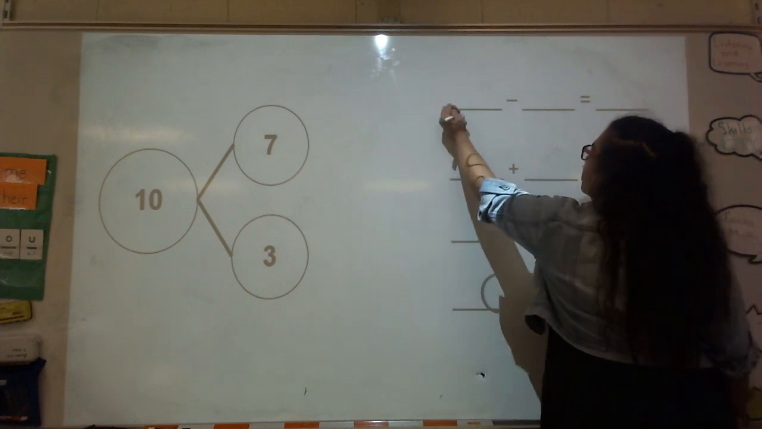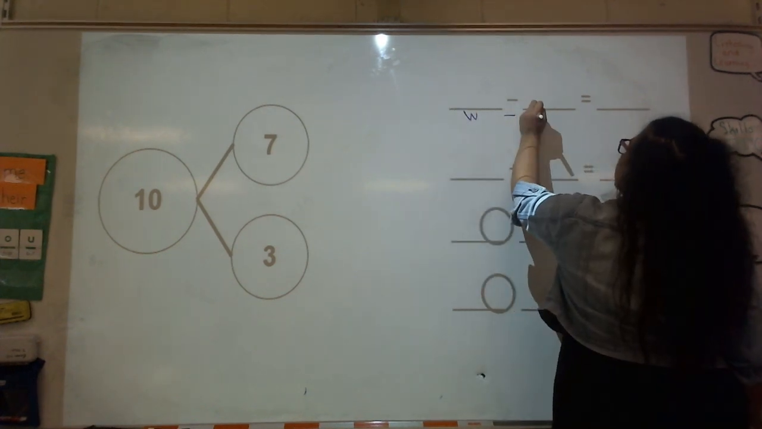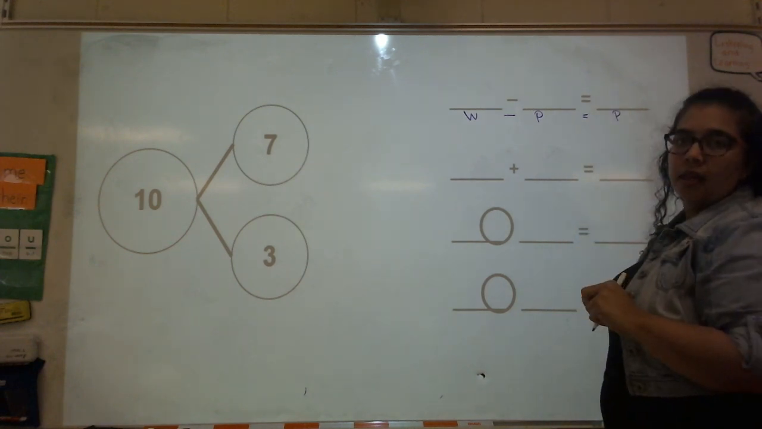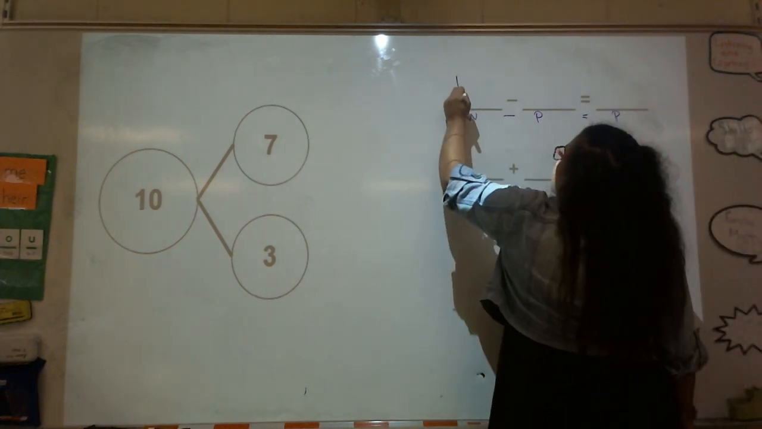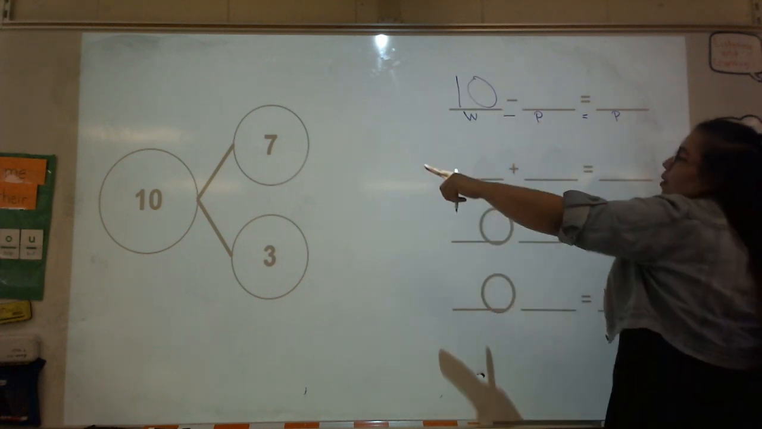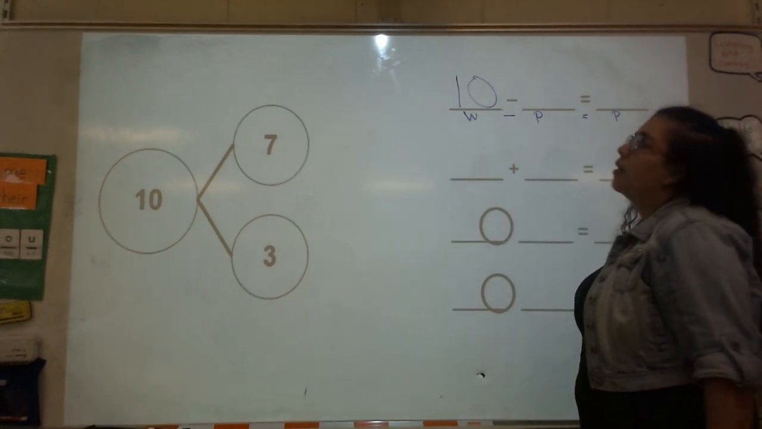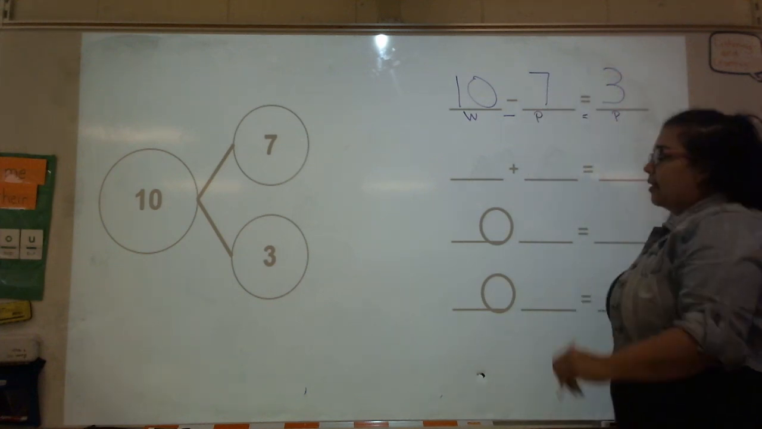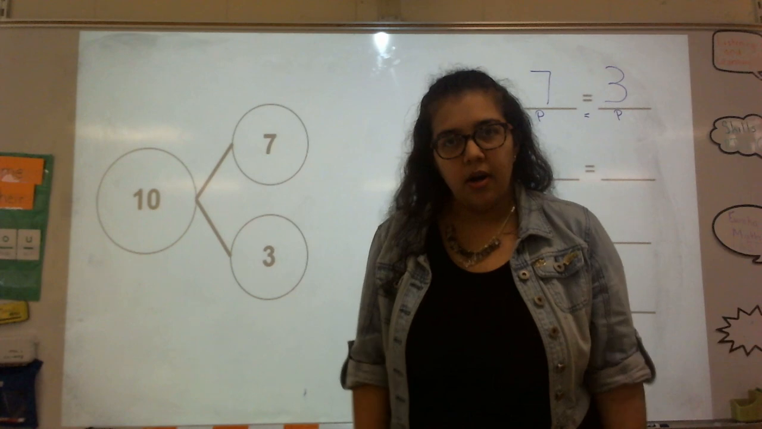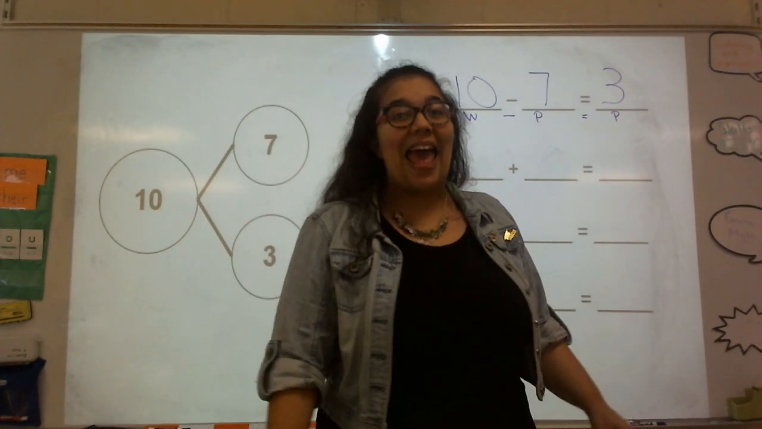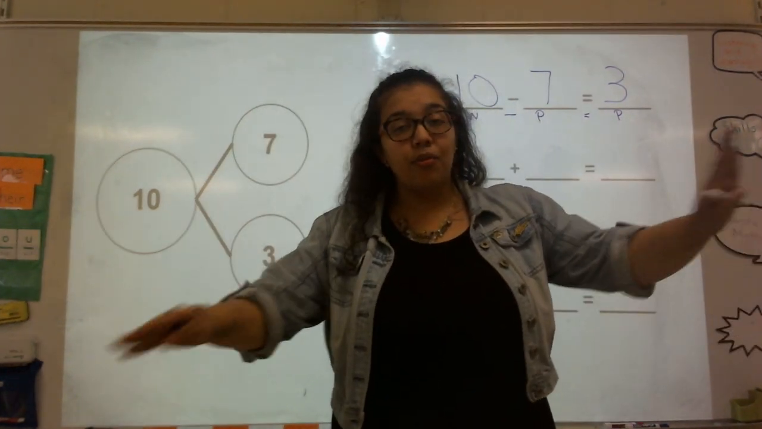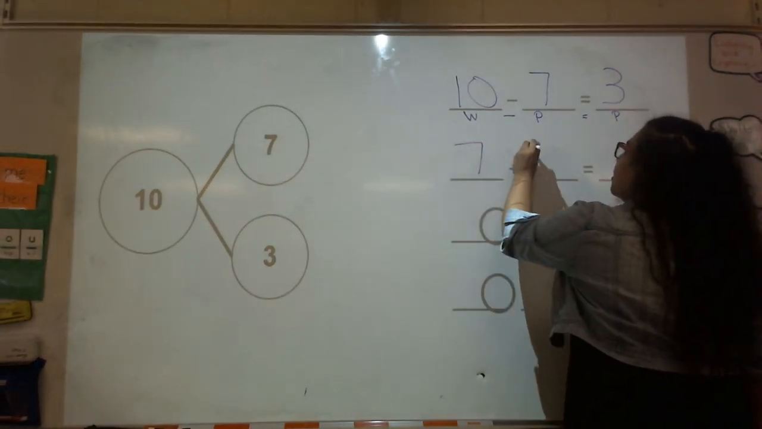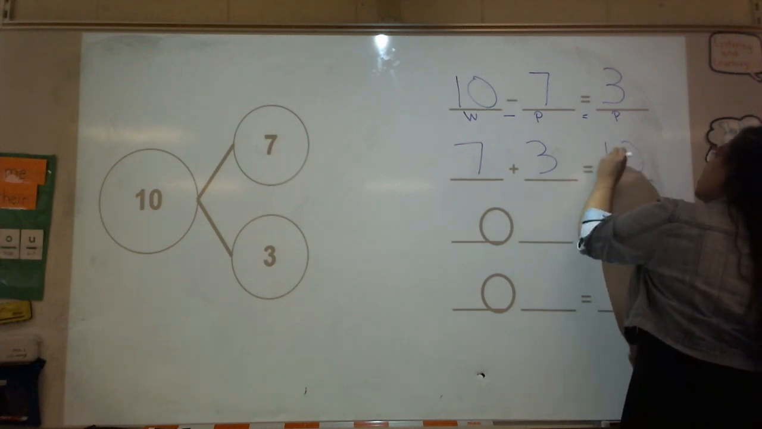Because we are subtracting, so that's whole minus part equals the other part. Our whole is 10. Take away one of those parts. Pick one. Let's do 7 first. 10 minus 7 is equal to 3. Now, let's do what we did first. We're going to put the parts together. Let's add 7 and 3 equal that whole of 10. 7 plus 3 is equal to 10.